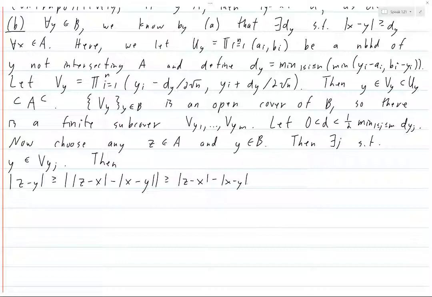Oh, wait a minute, what am I talking about? We didn't fix x. There exists a dy such that this norm is greater than or equal to dy for all x and y. So we haven't fixed an x. Okay, so that's why this argument works. Yeah, I'm sorry about that.